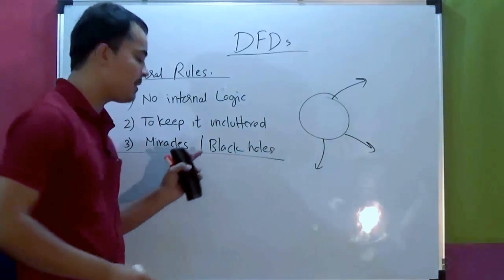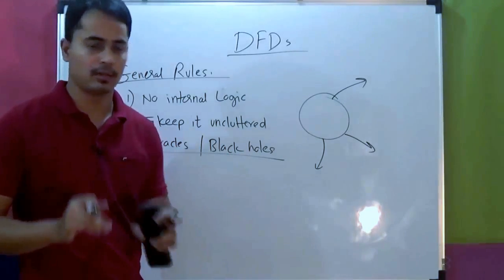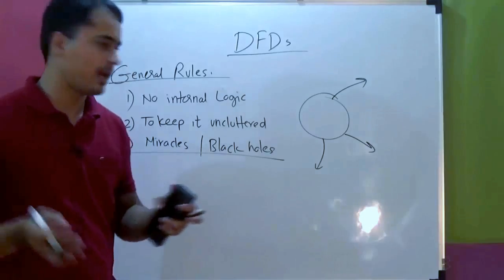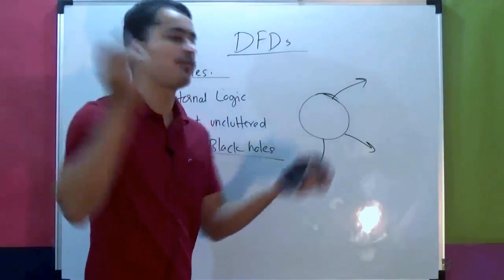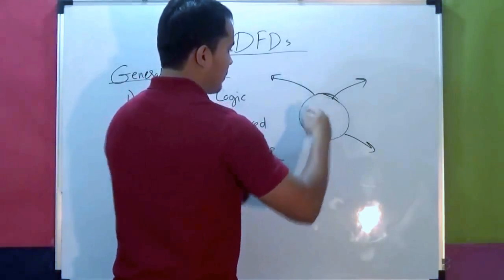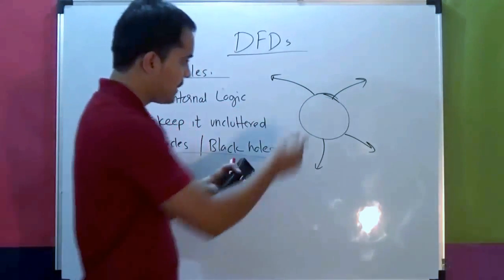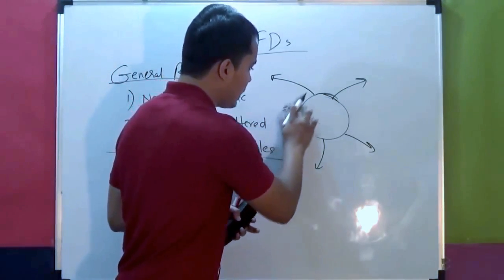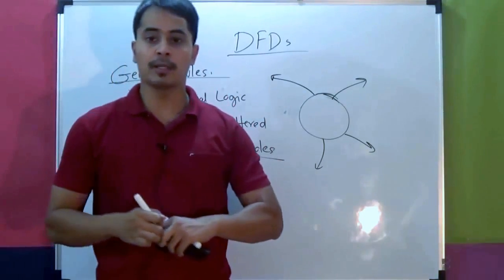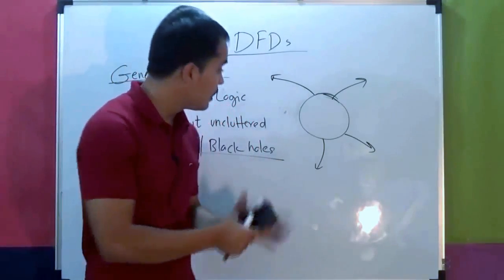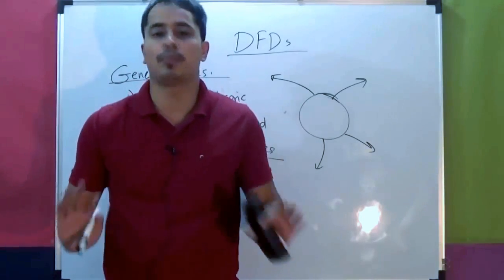So there cannot be any miracles or black holes. Miracle, what is miracle? Miracle is a process which only gives output data flows. So there are only output data flows coming out of this process. Basically this process doesn't have any input data flow but all output data flow. That means information is just coming out of this process without any input, which is simply not possible.